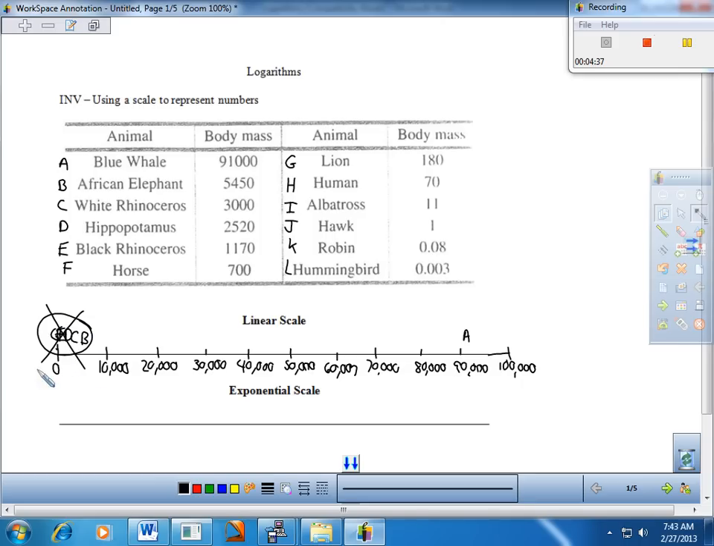So I guess I would ask you the question: is a linear scale the best way to represent such a broad range of numbers? And it doesn't seem to be.